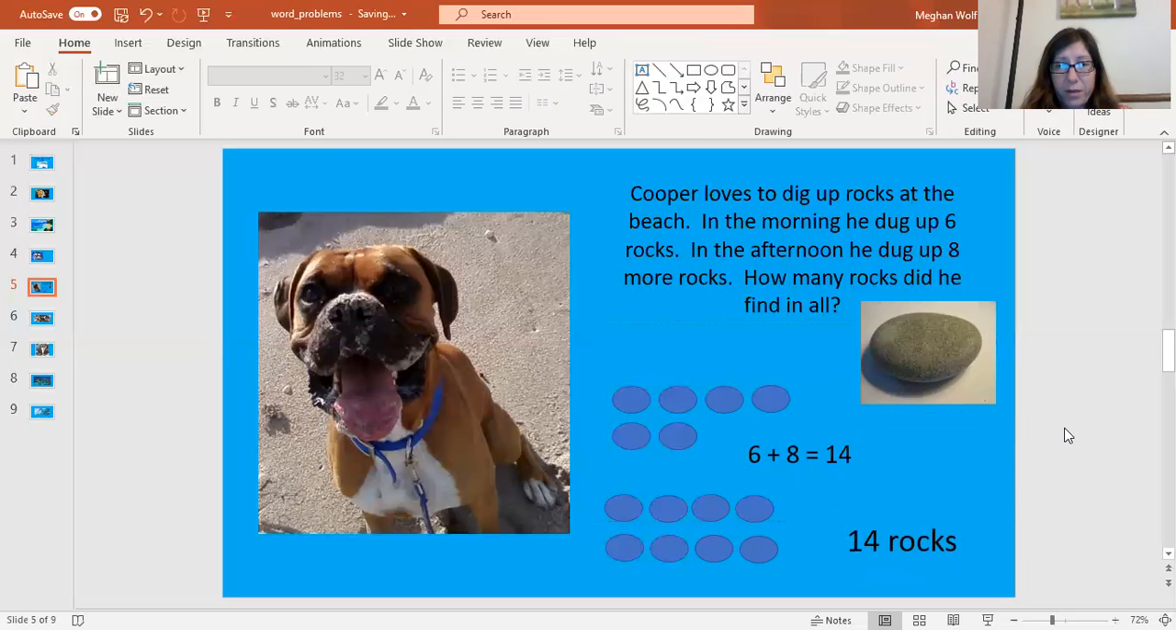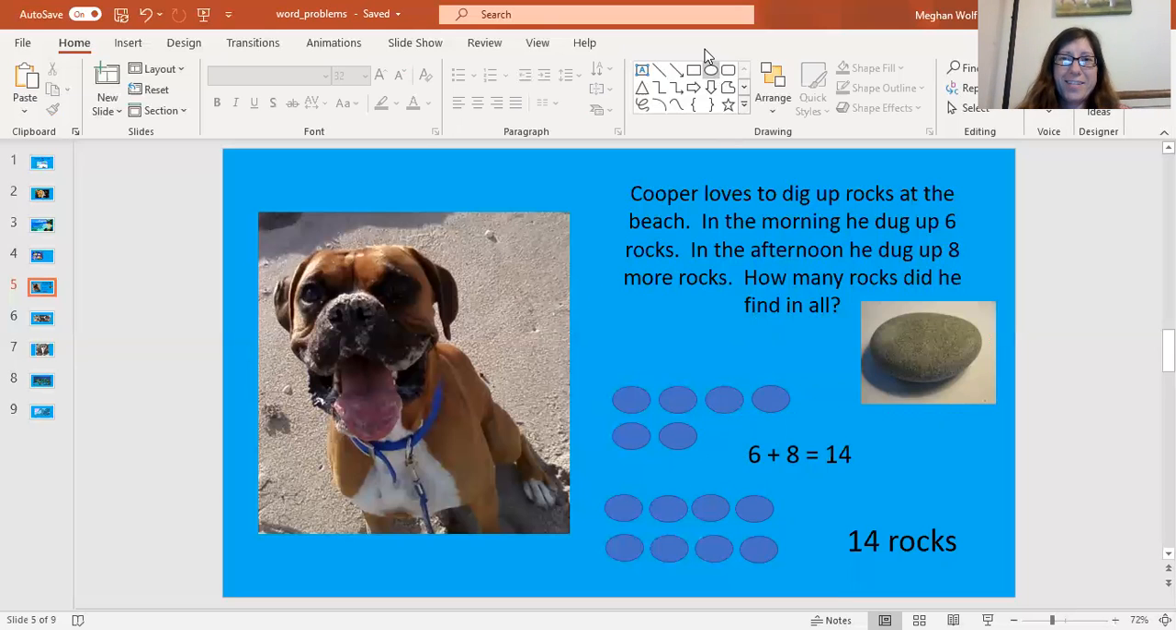So here, go ahead and click out of all that. So here we have our math drawing that helped us solve it. We have the equation here, 6 plus 8 equals 14. And then we also have the answer, 14 rocks. Okay, so when you're doing word problems, you want to be careful to read them carefully, read them 2 or 3 times, and really be careful with your work and your adding or subtracting, whatever you're doing. Take your time, count twice, do everything nice and carefully, okay?